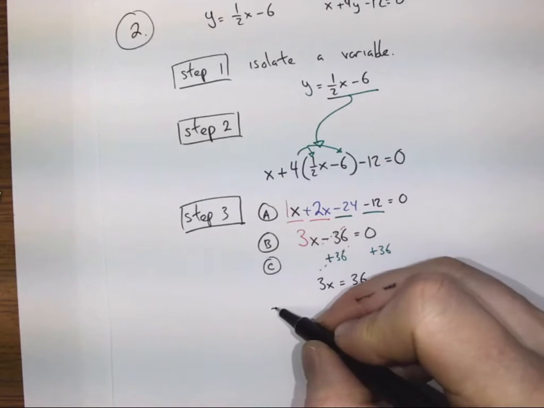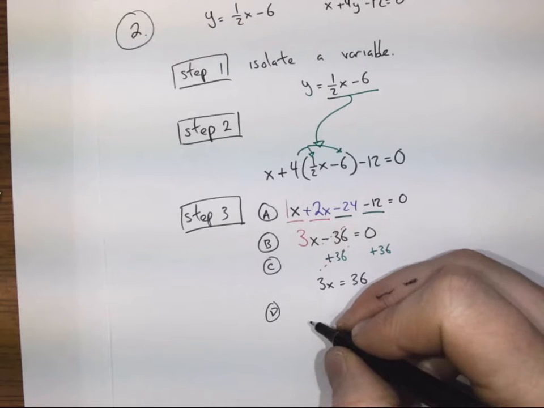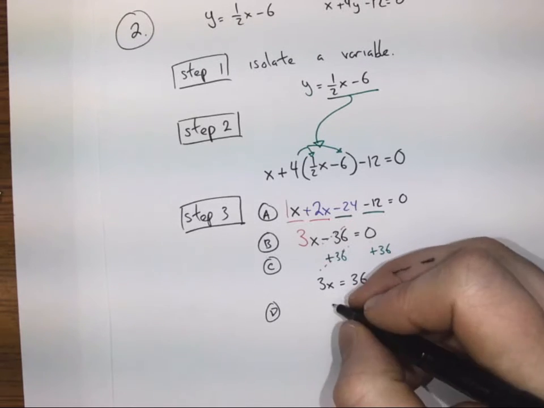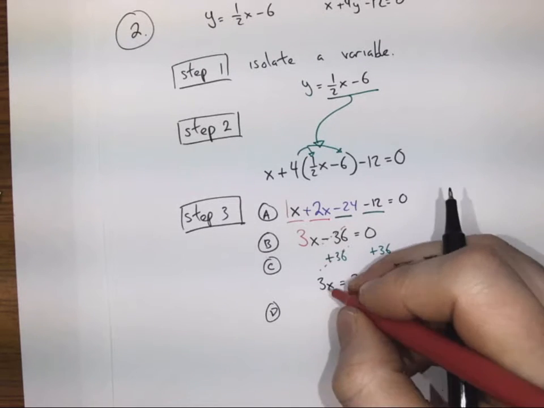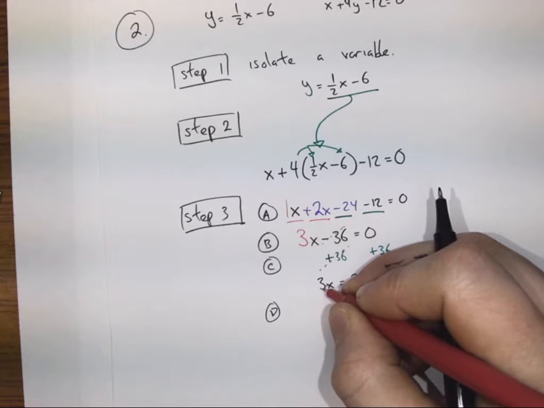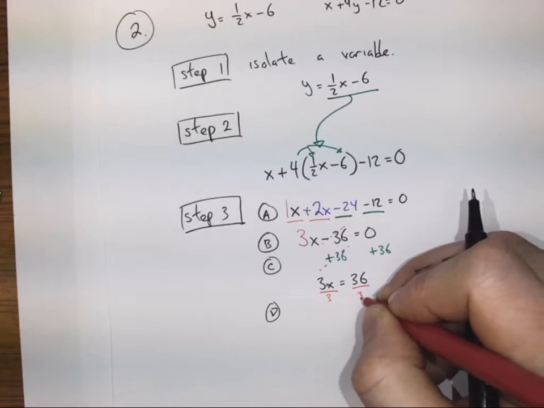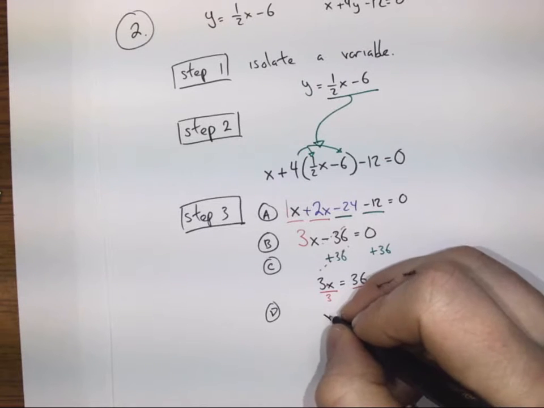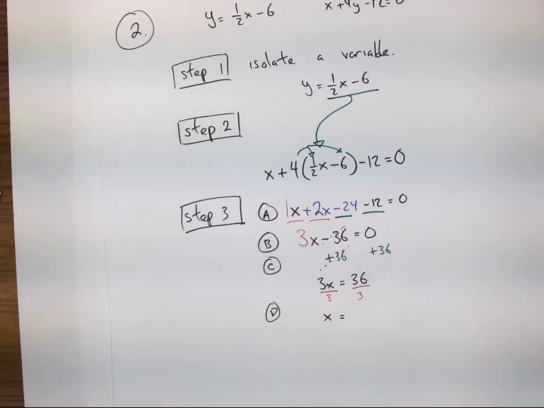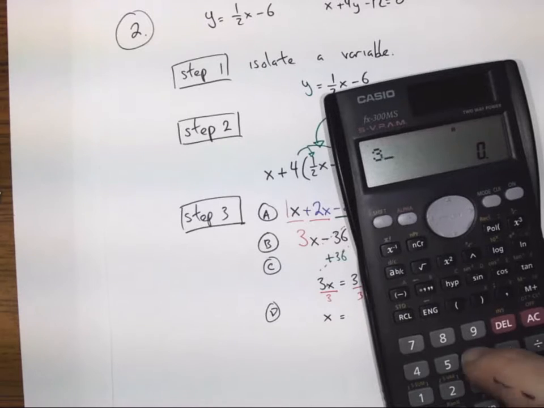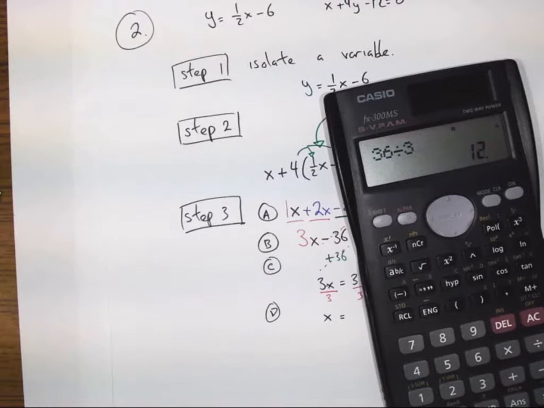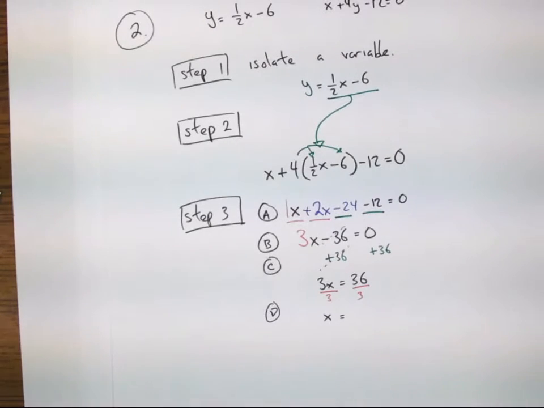And then, last step, we're going to do any divisions. So we're going to divide by 3. Remember, this is a hidden multiplication, 3 times x, so we're going to divide by 3 to get it away. And that tells us that x is equal to 36 divided by 3, and that gives us 12.